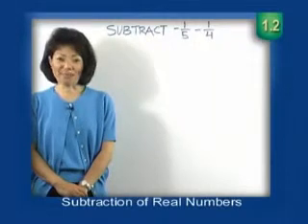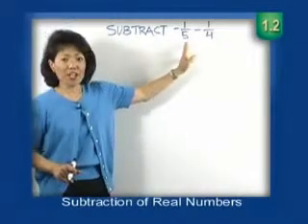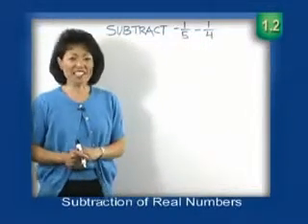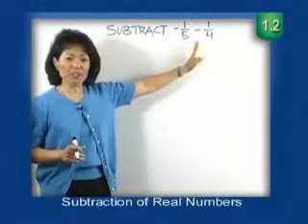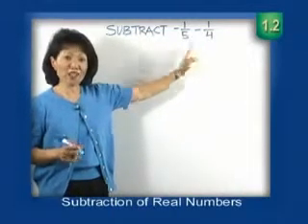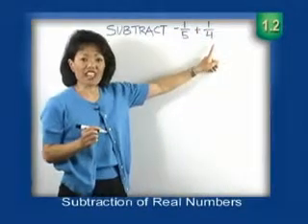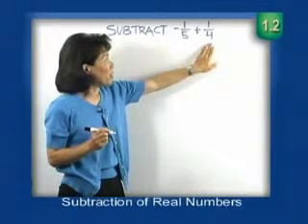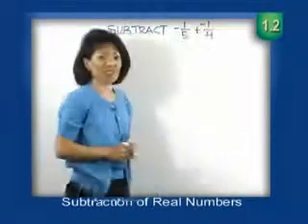Let's look at our next problem. We're going to subtract negative 1/5 minus 1/4. Again, we get our fractions, but let's deal with it. Remember, when we're subtracting these real numbers, we change the subtraction sign to addition. And then we change the sign of the number being subtracted to the opposite sign. We have positive 1/4, it becomes a negative 1/4.